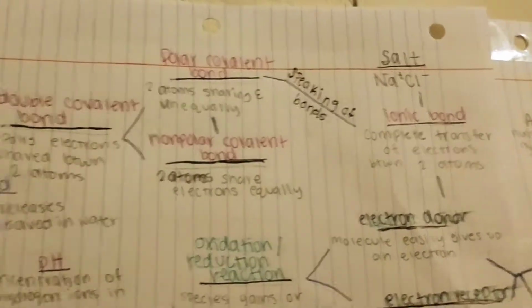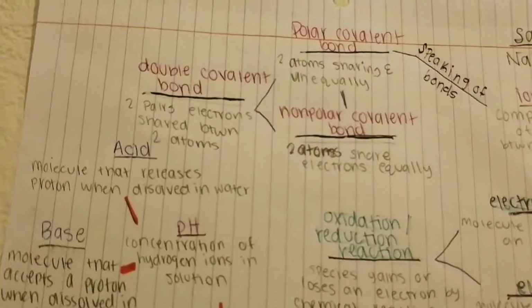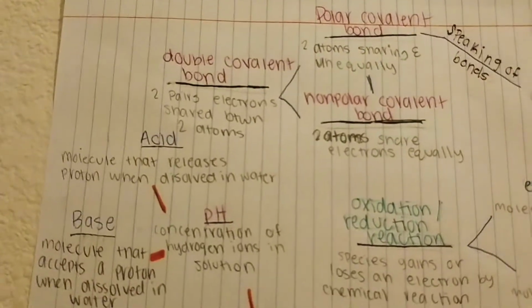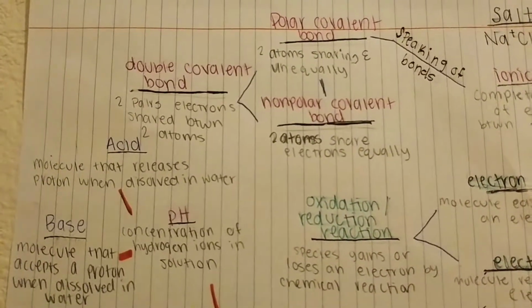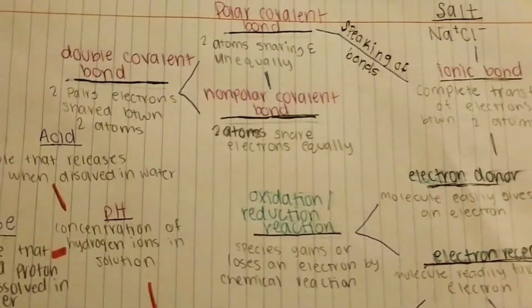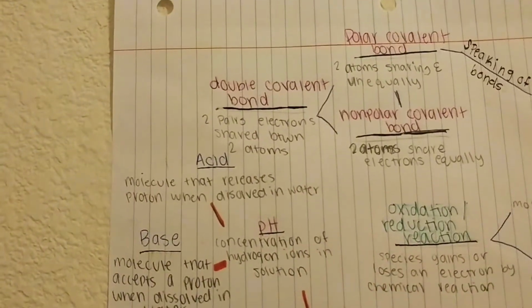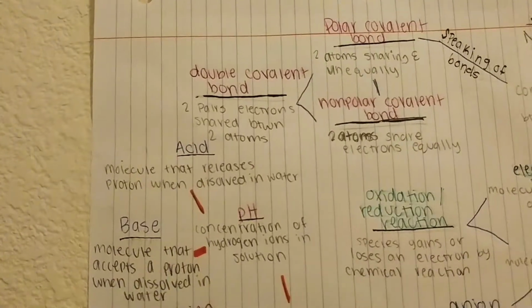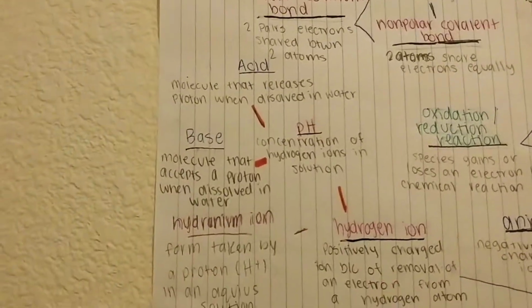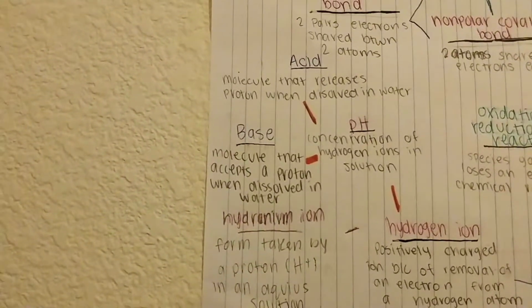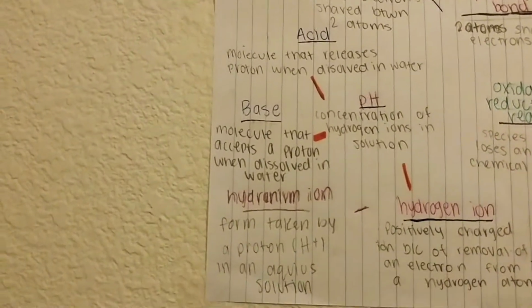Speaking of bonds, we have a polar covalent bond, which is two atoms sharing electrons unequally, and a nonpolar covalent bond, which is two atoms sharing electrons equally. Double covalent bonds are where two pairs of electrons are shared between two atoms. An acid is a molecule that releases protons when dissolved in water.